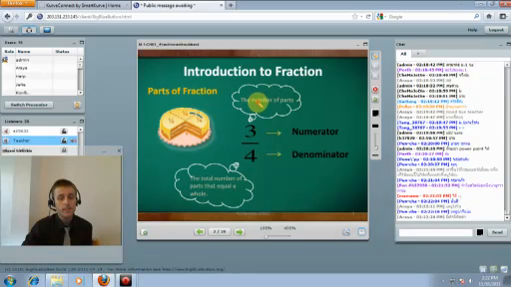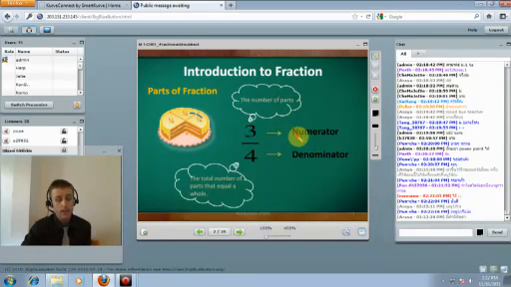Now, the top is the number of parts. So in this picture, we are missing 1 piece of cake. So we have 3 pieces. So you put a 3 at the top because you have 3 pieces out of 4.